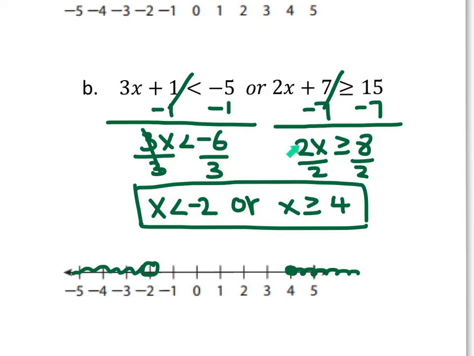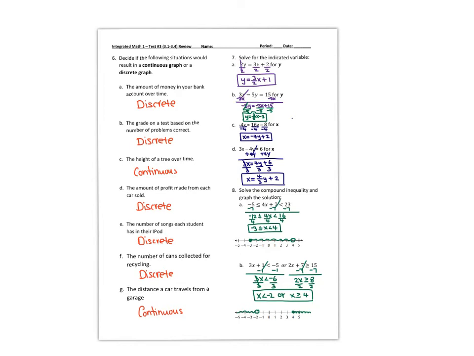Or here on this side, I'm going to subtract 7. I end up with 2x is greater than or equal to 8 because 15 minus 7 is 8. Divide by 2 on both sides, the 2's cancel. X is greater than or equal to 4. So here this one is an open circle going to the left, and here this one is a closed circle at 4 going to the right. That's the end of page 2.